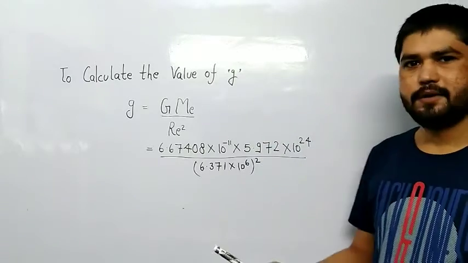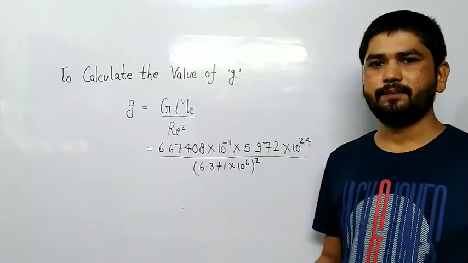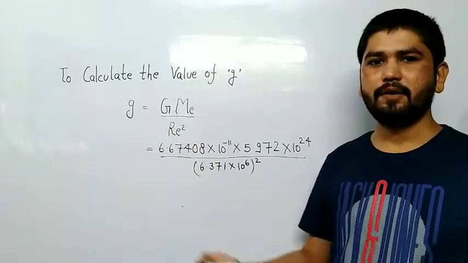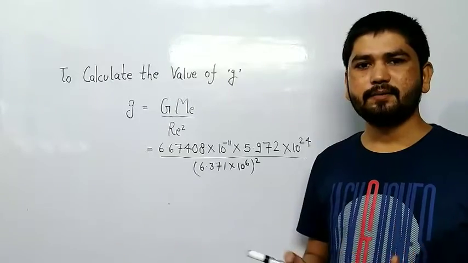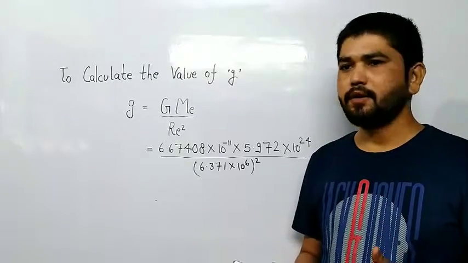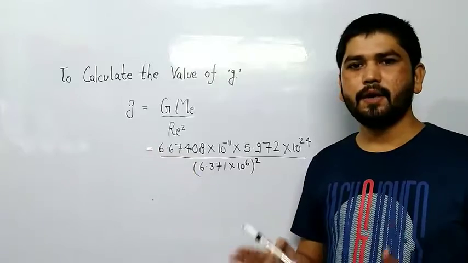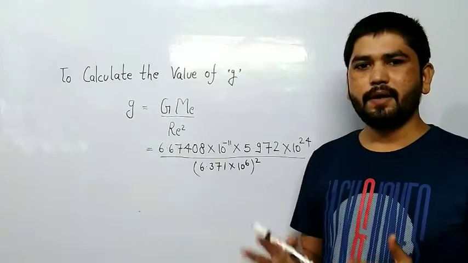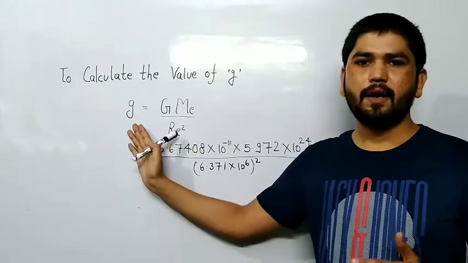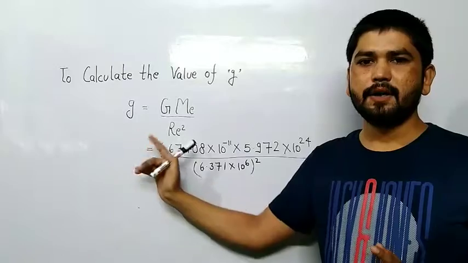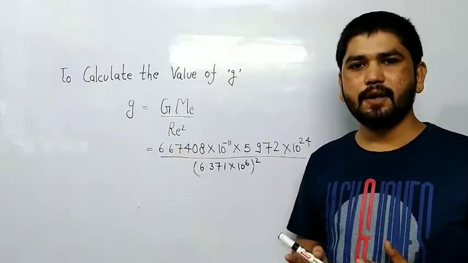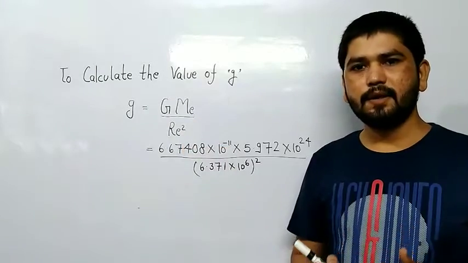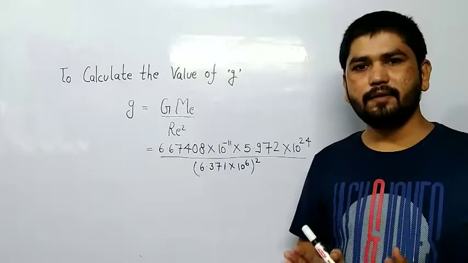Okay guys, so we are going to calculate the value of small g. You can see here this formula we have already discussed in a previous video. This is the relation between small g and capital G. So I have written here g is equal to G M E upon R square, where small g is the acceleration due to gravity, capital G is the universal gravitational constant, M E stands for mass of earth, R stands for radius of earth.